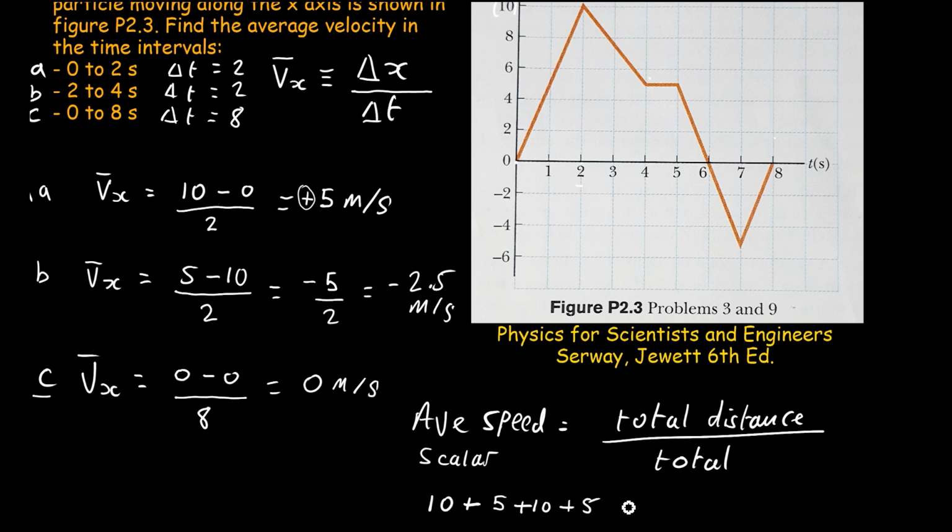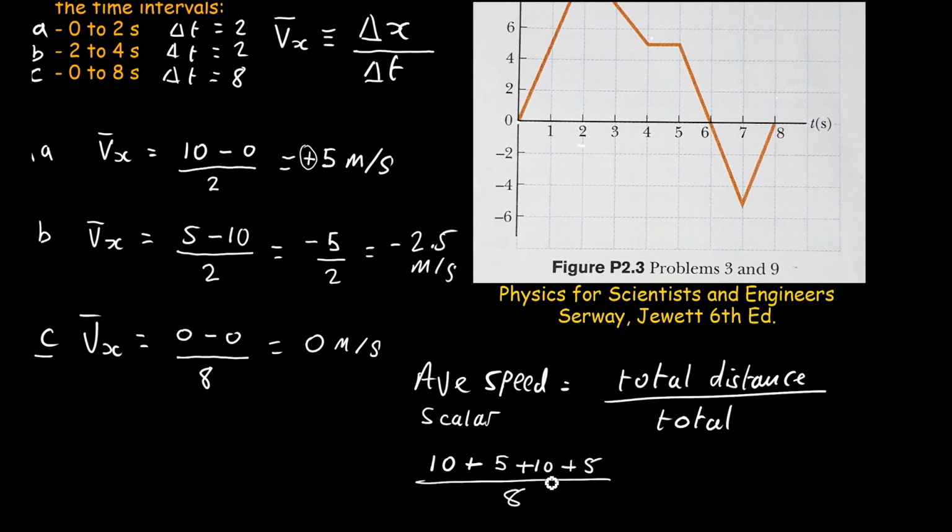So our total distance over the 8 seconds is 20, 30. And that's 30 over 8. And the average speed is 3.75 meters per second.